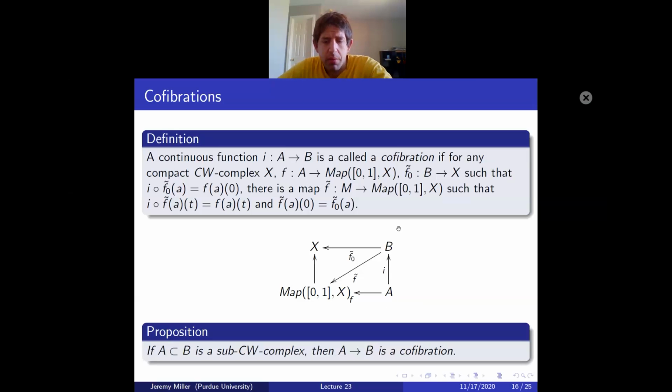And if you're like, hey, I don't like this formula, what you should just think of is that if you have a sub-CW complex, then the inclusion map is a cofibration.